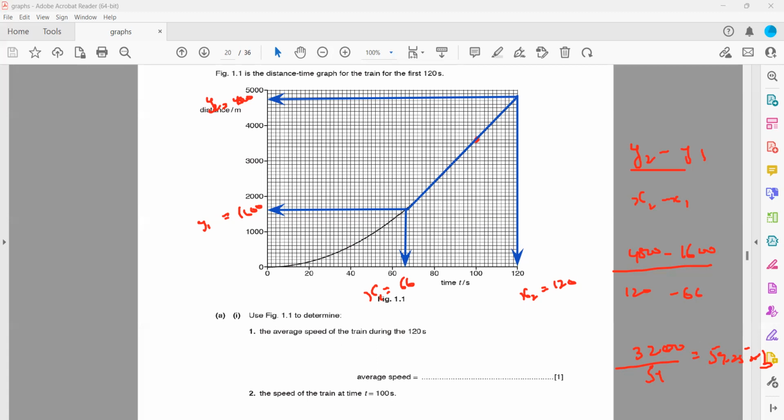Is it clear, this one? Any doubt in discussion? Okay.